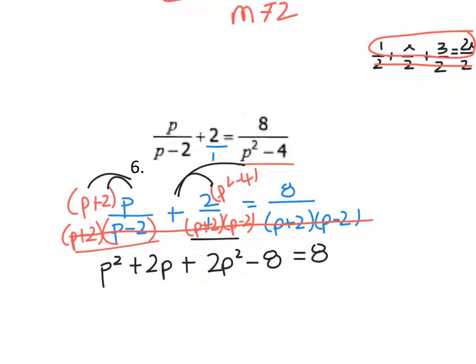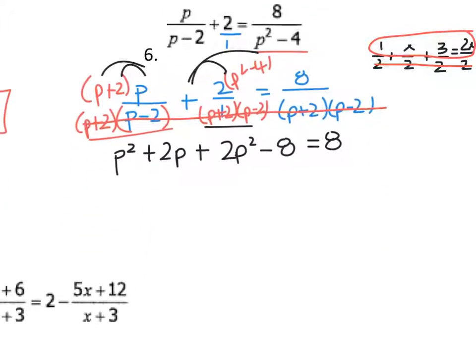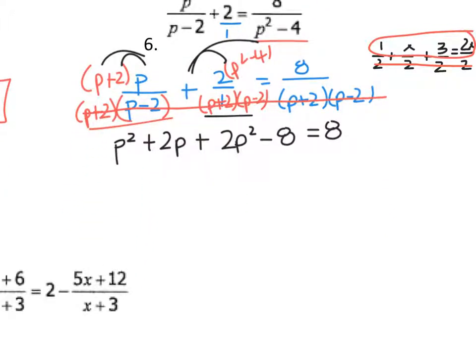So I'm going to have this quadratic here. So this is going to be p squared plus 2p squared is 3p squared plus 2p, and then I'm going to subtract 8, so I'm going to have minus 16 equals 0. So looking at this, I can factor out by grouping.